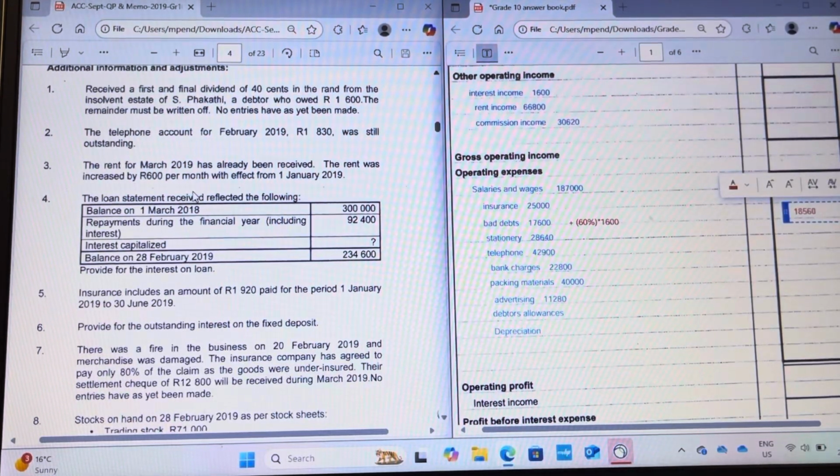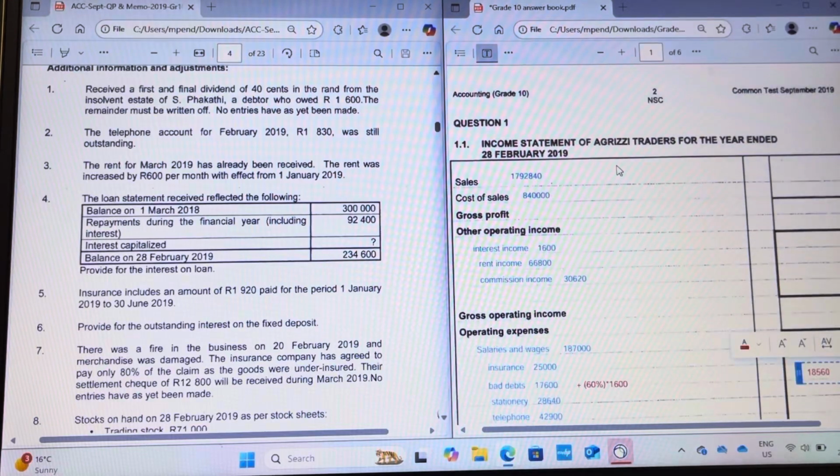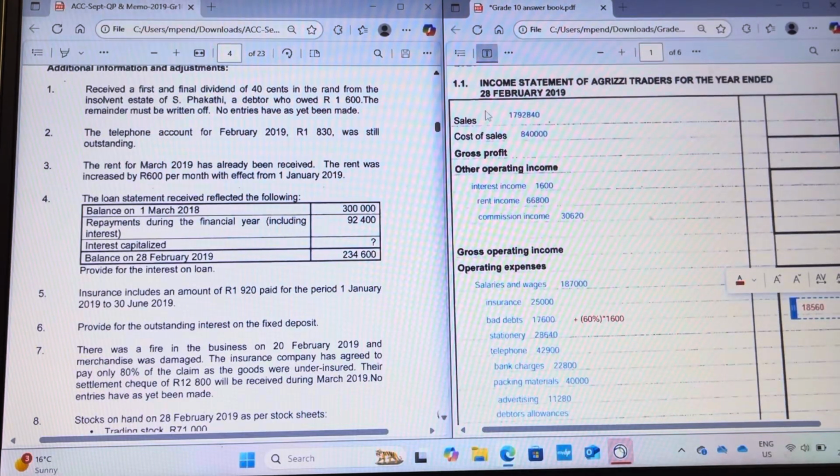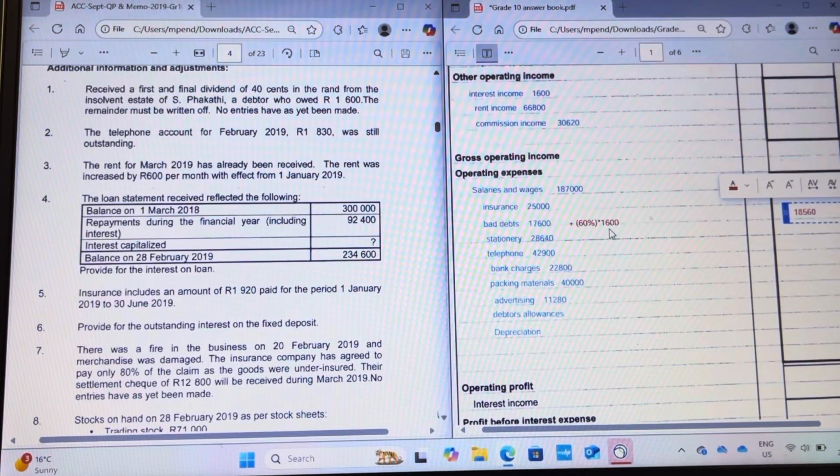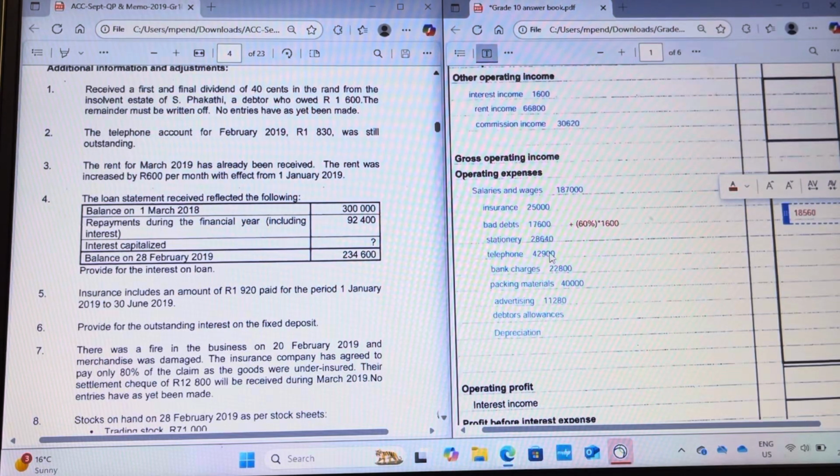Go to the second. It says the telephone account for February 2019 was still outstanding. So we are still owing 1,830 at year end. So this amount falls into the current year of assessment. Therefore, it means we have to increase our telephone amount by 1,830.